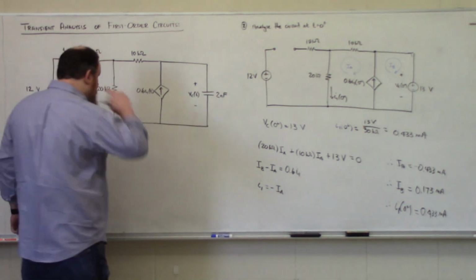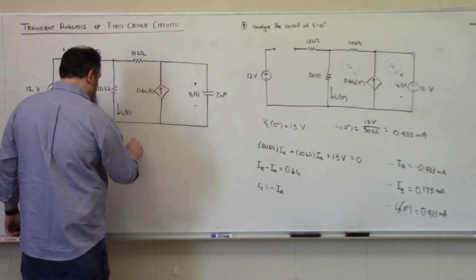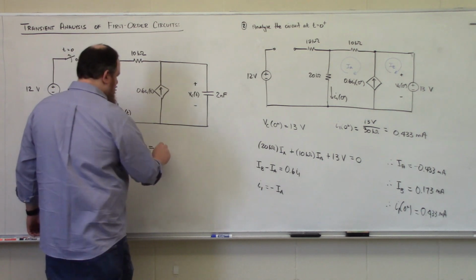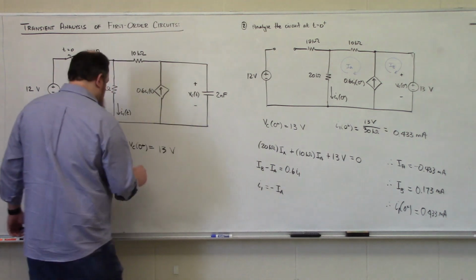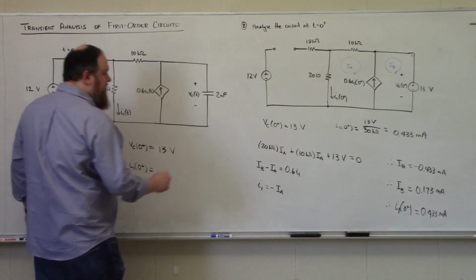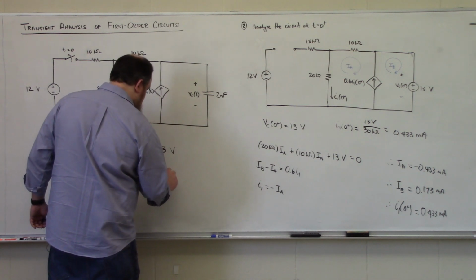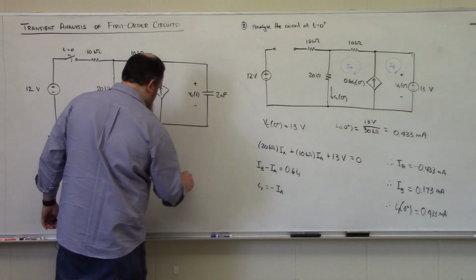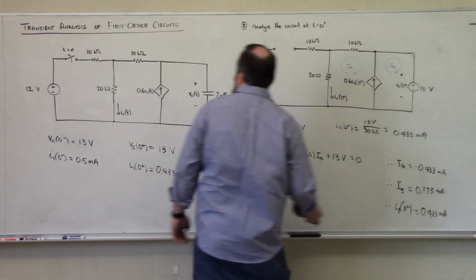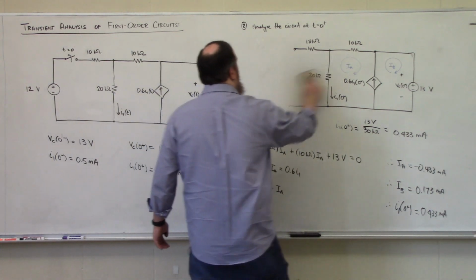All right, so from this, we can see that VC at 0 plus is 13 volts, and I1 at 0 plus is 0.433 milliamps. Step 3 is to determine CEQ and REQ.